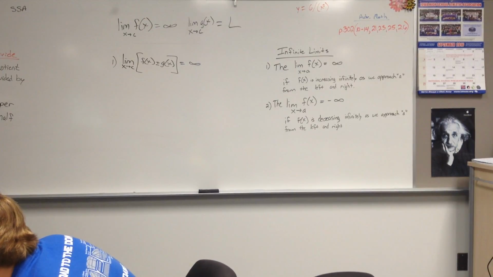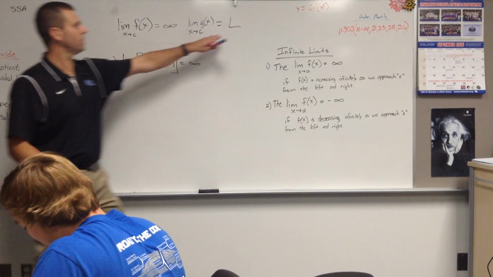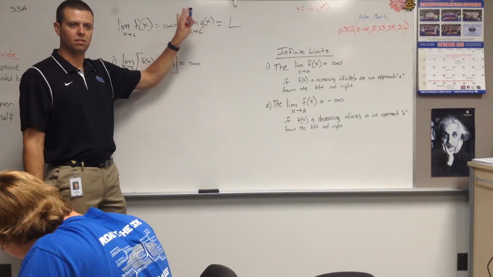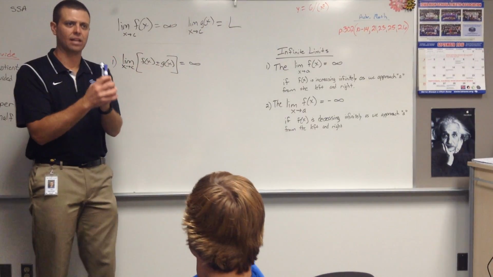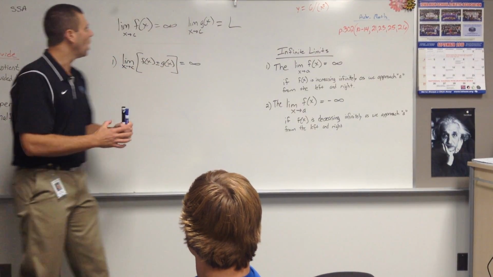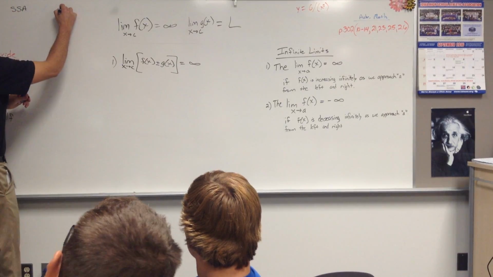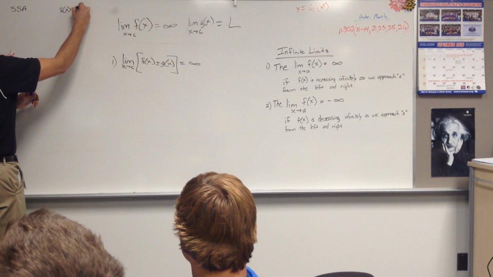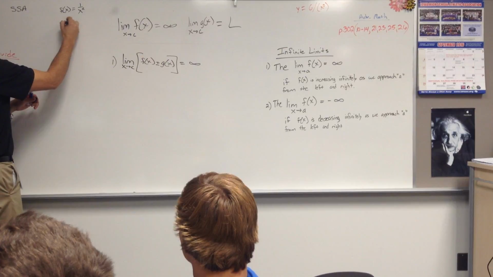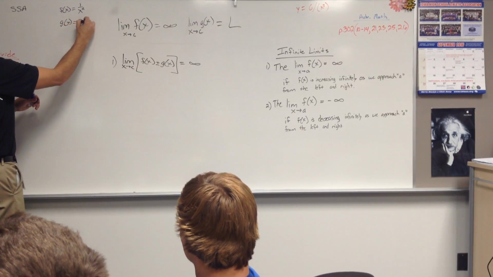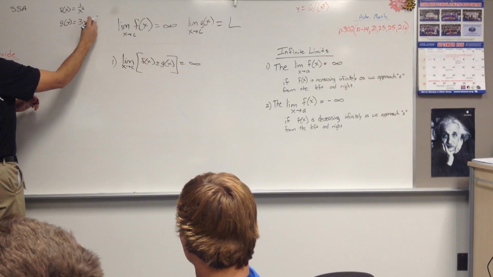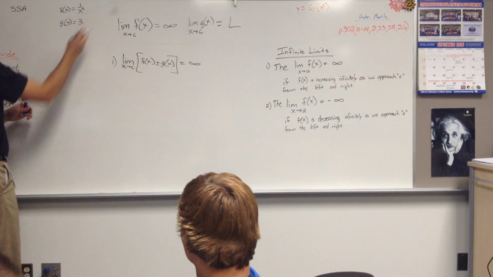What does the L mean? It's some number. Yeah, this is saying that g actually has a finite limit. Okay? Let me give you an example. Let's say f of x is 1 over x squared, and g of x is 3. I'll just stop there.